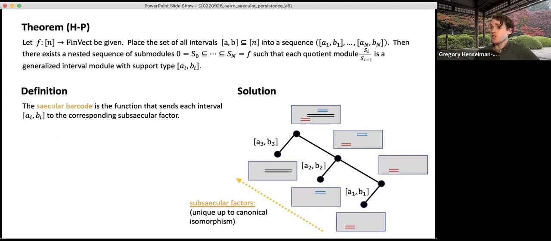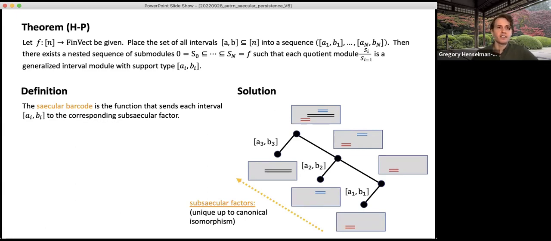And now that we know that we have a canonical way to associate a collection of interval modules with our module, we can define a secular barcode in the way that you might think is natural. A secular barcode is just a thing that takes an interval and it sends it to the secular factor corresponding to that interval.